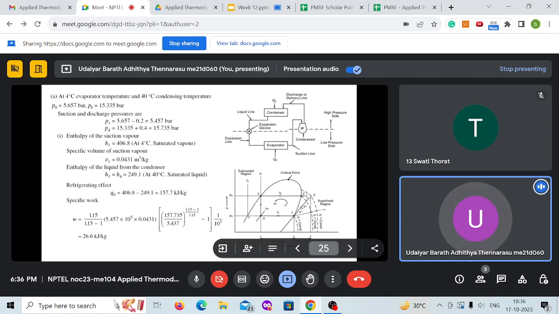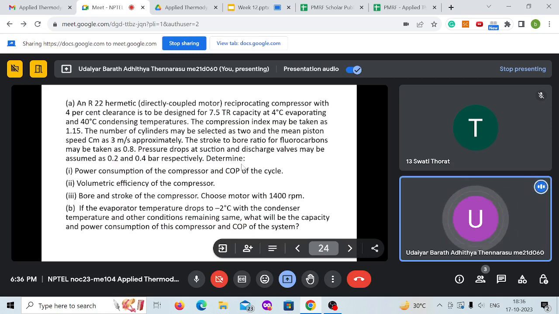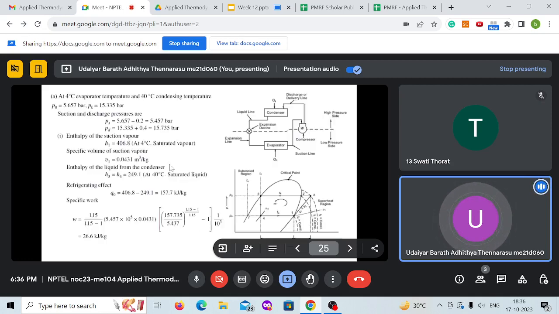That process is shown in a pH diagram. Here we are assuming everything is ideal. 1 to 2 is an isentropic process, 2 to 3 is constant pressure, and then 3 to 4 and 4 to 1. But here you have specific pressure losses which are reported. They have said that at the suction and discharge valves there is a 0.2 and 0.4 bar pressure drop.